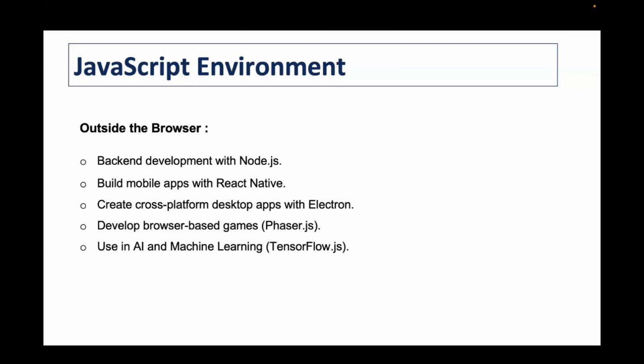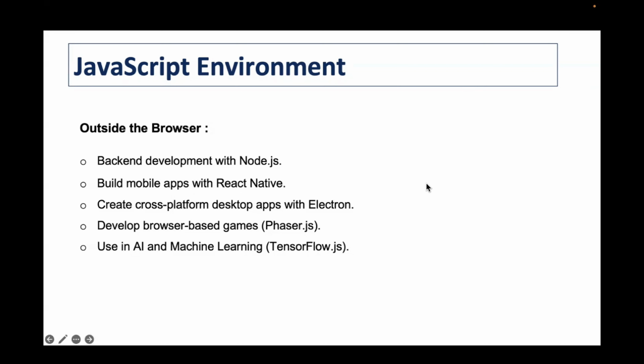So it is used to create games. Even though JavaScript is not popularly known for games, it can also do games. Also, JavaScript, even though it is not well known for AI, can also be used for AI. Some of the frameworks include TensorFlow. This is a very popular framework that is used in machine learning, and this is JavaScript. So those are the environments that JavaScript can be running in.